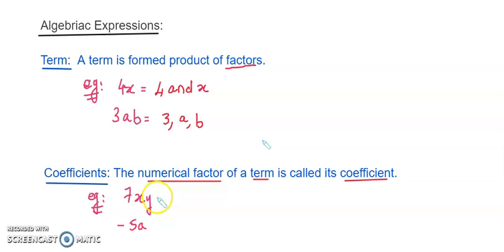So in this particular term, 7xy, the numerical factor is 7, which is the coefficient. Similarly, in negative 5a, the negative 5 is the coefficient. So the coefficient is the numerical factor, or the number, which is present in the term, any number.